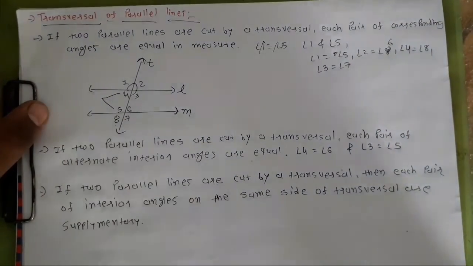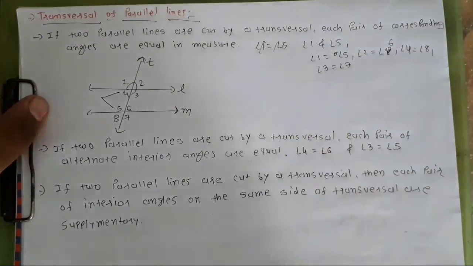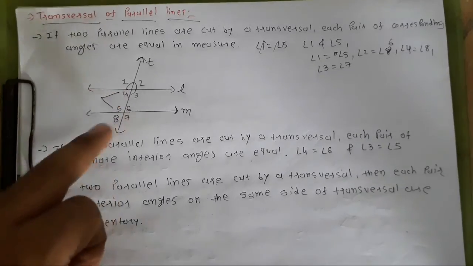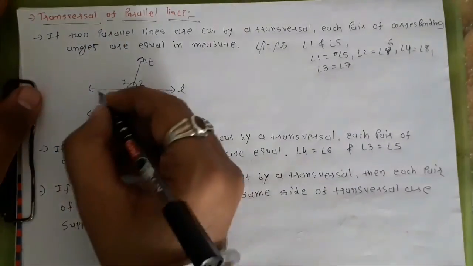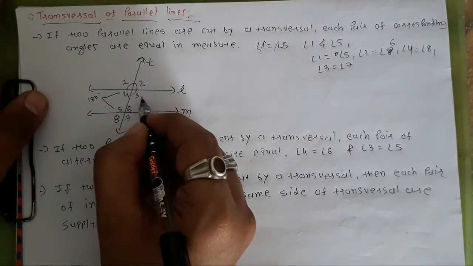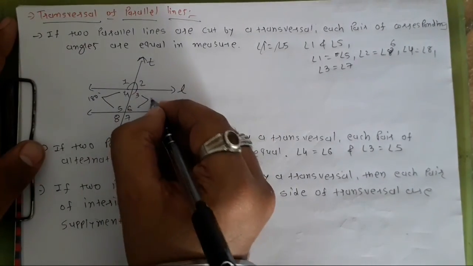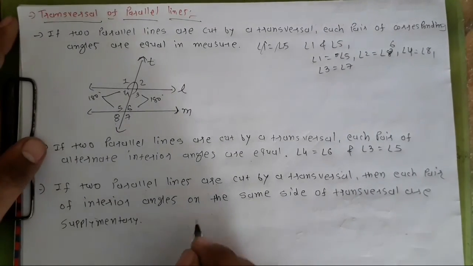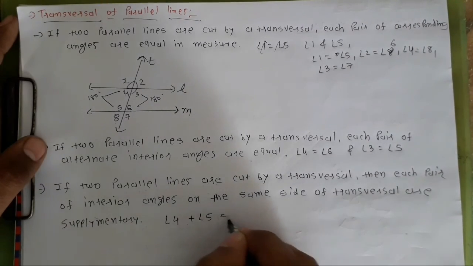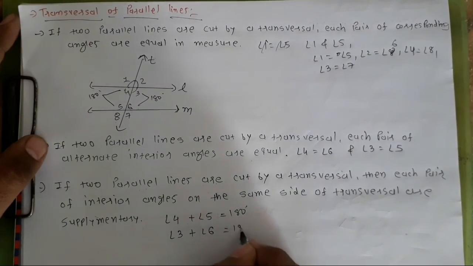Now what is supplementary? In the beginning we studied that supplementary means the sum of two angles is 180 degrees. So this sentence means that whenever a transversal cuts two parallel lines, each pair of interior angles on the same side of the transversal is supplementary, that is, the sum of these two angles will be 180 degrees. Similarly, the other pair is angle 3 and angle 6 on the right-hand side, which are on the same side and both interior angles. So their sum will also be 180 degrees. So I can write angle 4 plus angle 5 is equal to 180 degrees and angle 3 plus angle 6 is equal to 180 degrees.